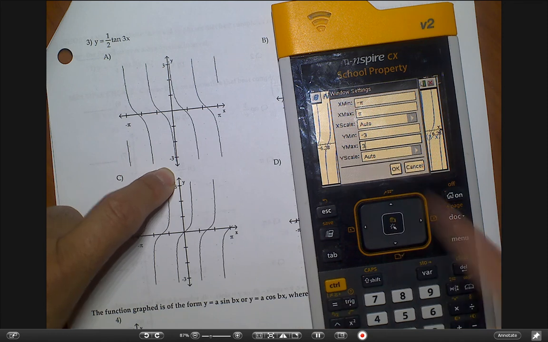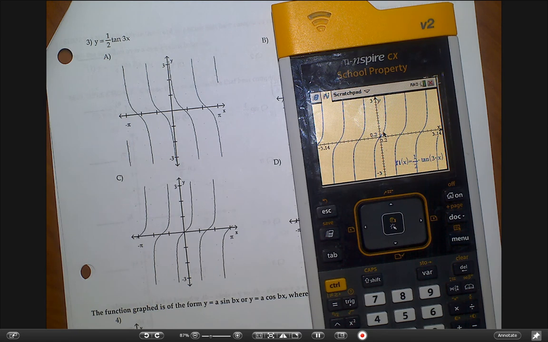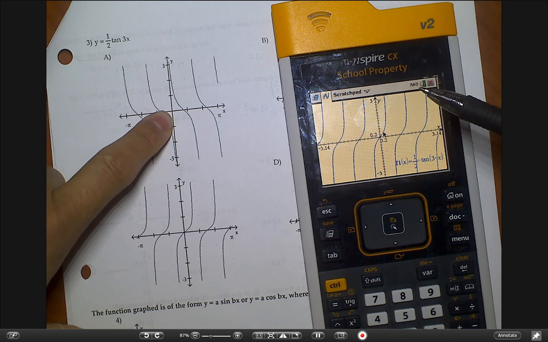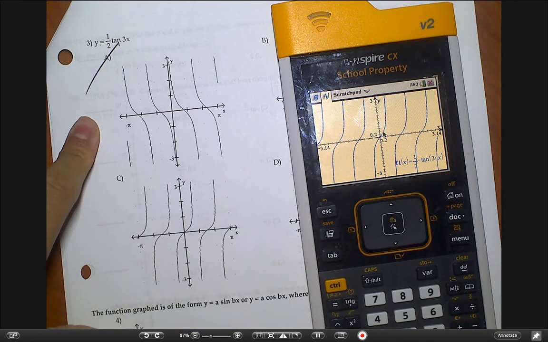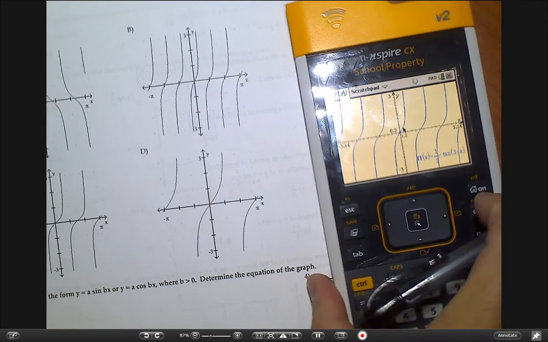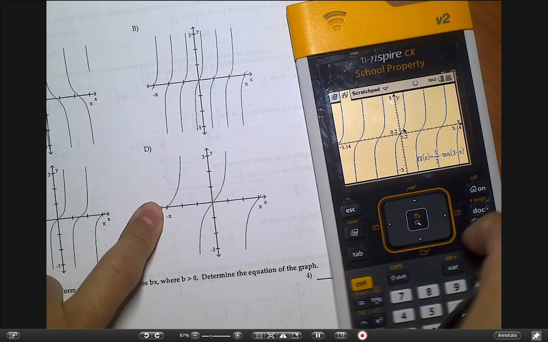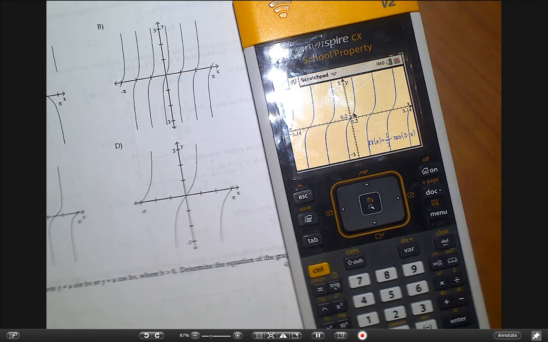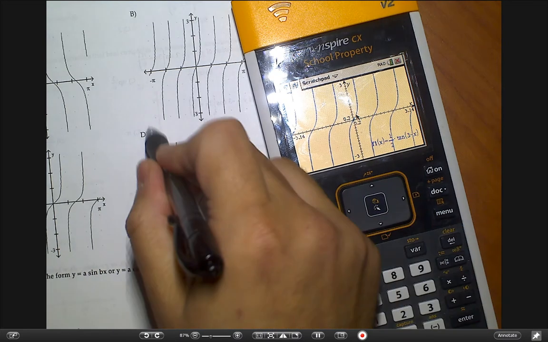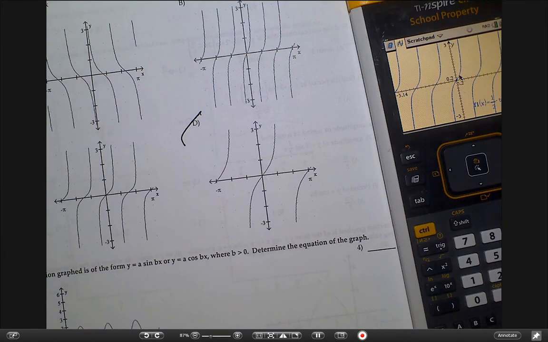Okay, so negative 3 to 3. Now, let's take a look. So this one right here, it goes through at this point, so that means I could get rid of A. Okay, A is also going in the wrong direction. C is close. D, eh. Okay, so now, you think it's going to be D? No. B. No, because it's not going together enough, right? Okay, so it's either B or D.